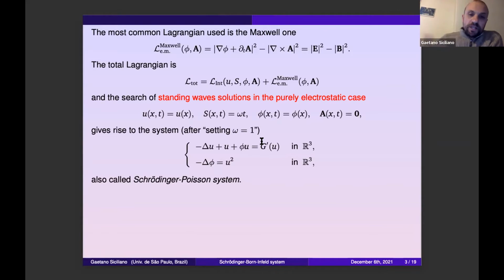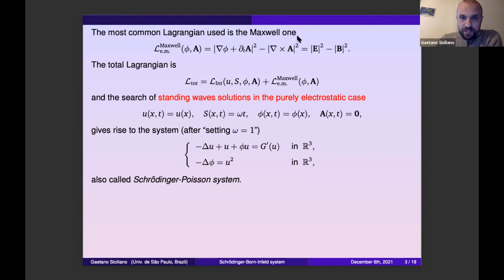And when you are also in a very specific situation where the vector potential A is 0 and phi, which is the scalar potential, depends just on x, you have a system made by these two elliptic equations. And of course, this is called the Schrödinger-Poisson system because the first one is a Schrödinger equation, and the second is a Poisson equation for the potential phi. Of course, minus Laplacian of phi equal to u squared means that phi is the potential generated by u squared, because it is on the right-hand side of the second equation.